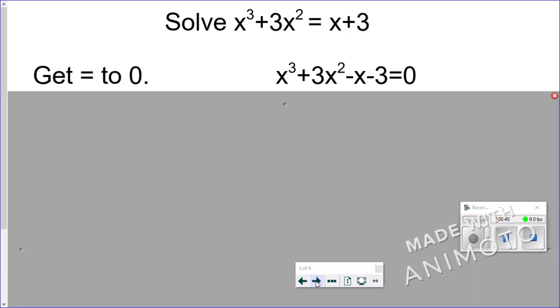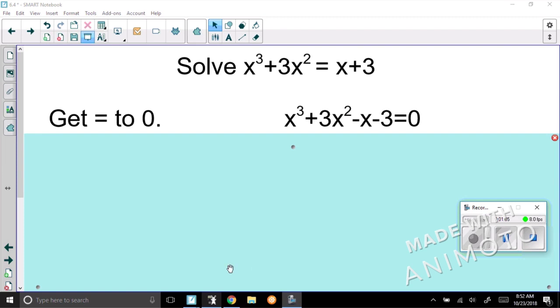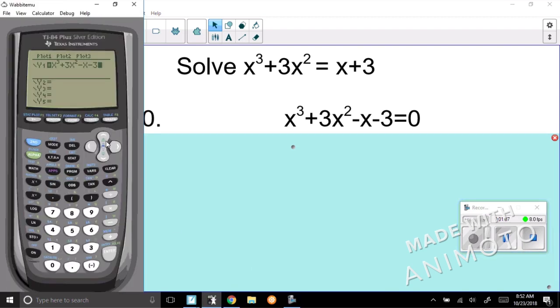So like this first one, we're going to solve x to the third plus 3x squared equals x plus 3. When we solve this, just like with quadratic equations, we want to get it equal to 0. So I'm going to subtract the x and subtract the 3. So we have x cubed plus 3x squared minus x minus 3 equals 0. I'm going to go to y equals.